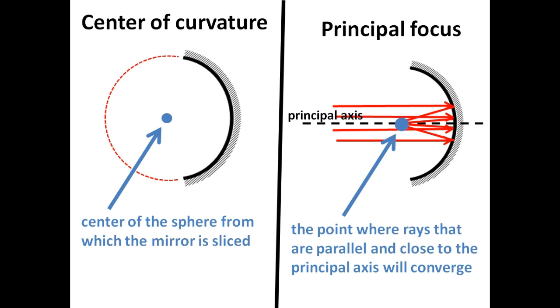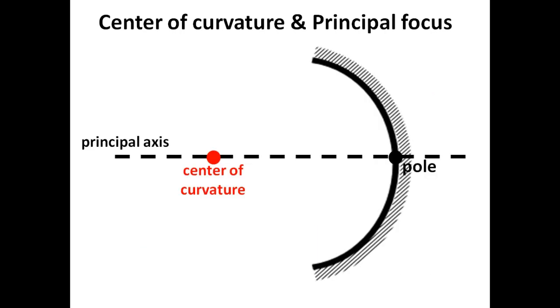Now, in today's class, I want you to know something interesting which scientists have realized about the center of curvature and the principal focus. Okay, Sensei. I am excited to learn about what it is. Scientists have realized that the principal focus of any curved mirror is always midway between the center of curvature and the pole of the mirror.